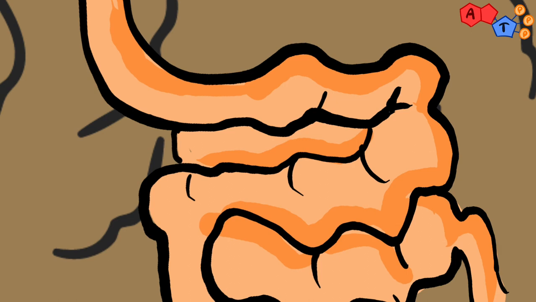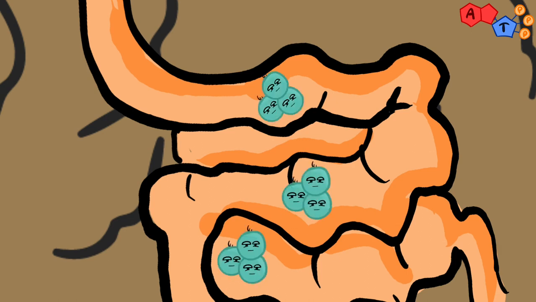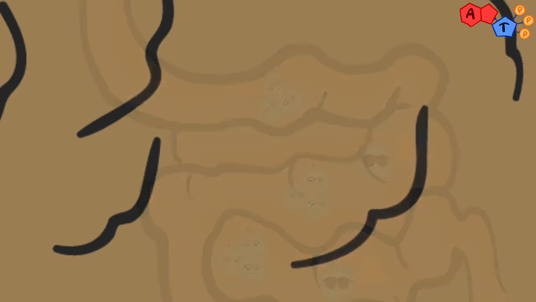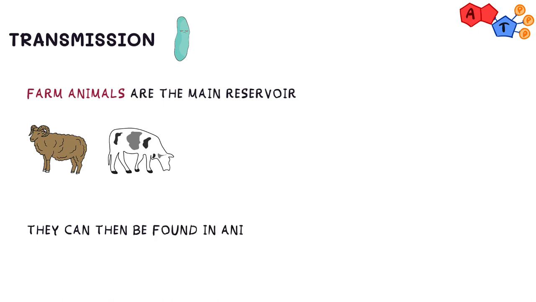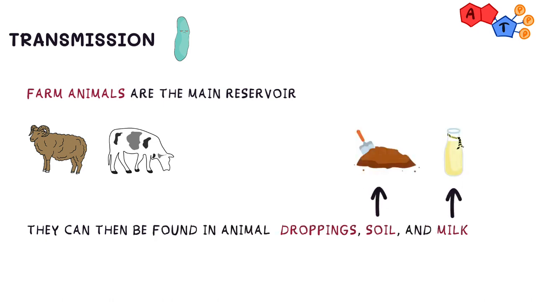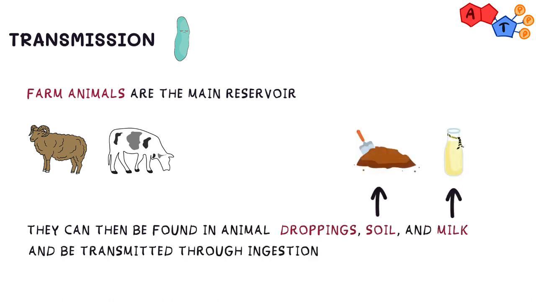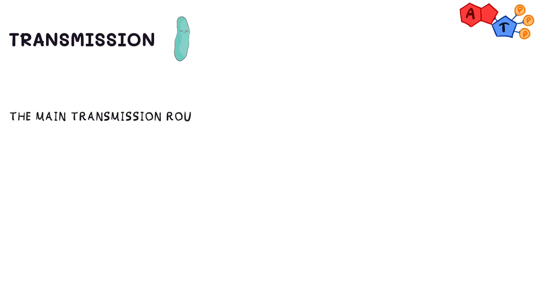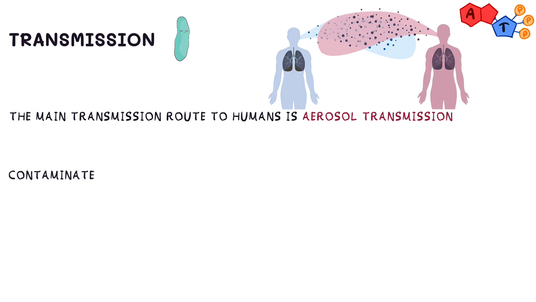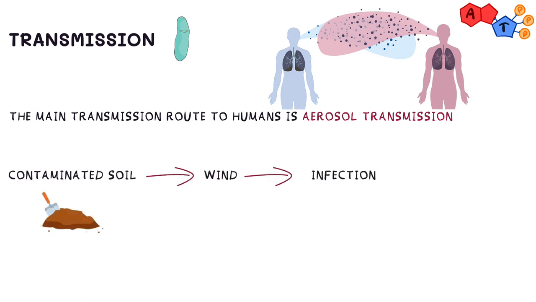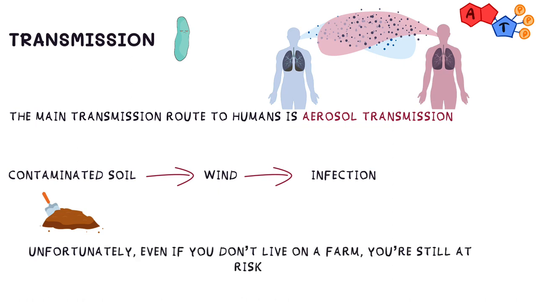The bacteria form a very strong spore-like structure that can survive in the animal's digestive tracts, as well as withstand high temperatures. They can then be found in animal droppings, soil, and milk, and be transmitted through ingestion. However, the main transmission route to humans is actually aerosol transmission, where contaminated soil is transferred by wind and results in infection. So, unfortunately, even if you don't live on a farm, you're still at risk.